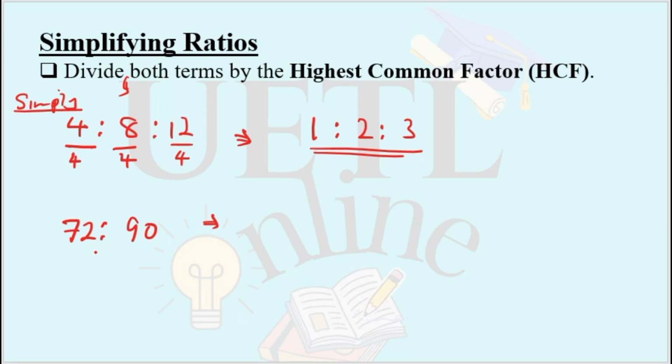Let's say here you've suggested to start with 9. So in this case it's 9 here, and 9 here. This means that 9 into 72 is going to be 8, then 9 into 90 is going to be 10.